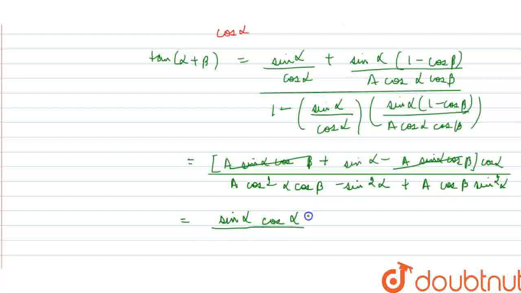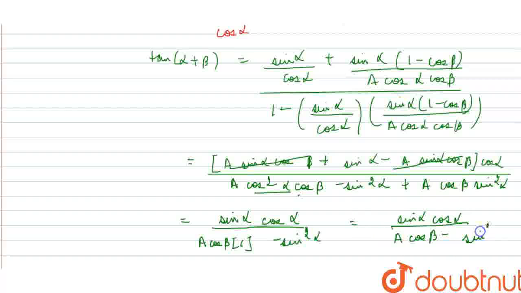Now let's have a look at the denominator. It is minus sine square alpha, that I'm writing as it is. Now as far as this and this is concerned, what is common? The common is a cos beta, I'm taking common. Inside it is cos square alpha and sine square alpha, that is 1, so it is like this. So what is the final value? That is sine alpha cos alpha upon a cos beta minus sine square alpha.